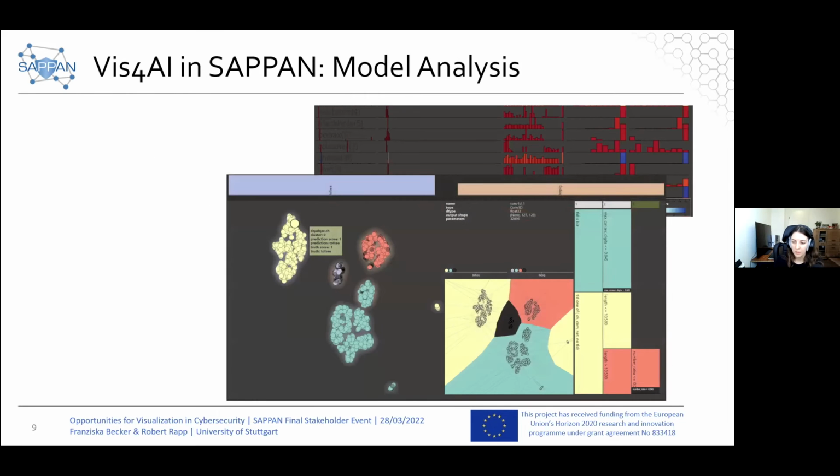And this brings me to the first of two use cases from SAPPAN that I want to show. This one concerns model analysis for deep learning models. So we've kind of seen a version of this already, though that was an earlier version.